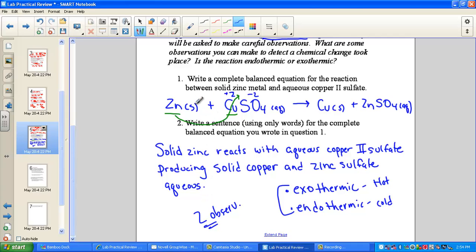And that's it for part C. 1 chemical reaction, single replacement where zinc kicks out copper. Think about 2 observations. One of them should be heat. Be able to write a balanced equation and turn that balanced equation into words as we've modeled here.